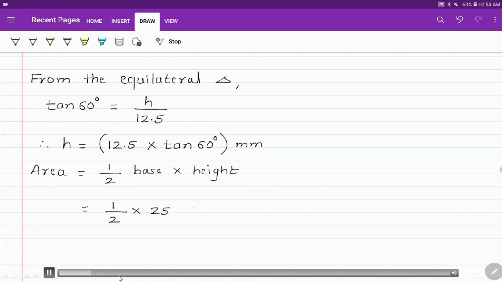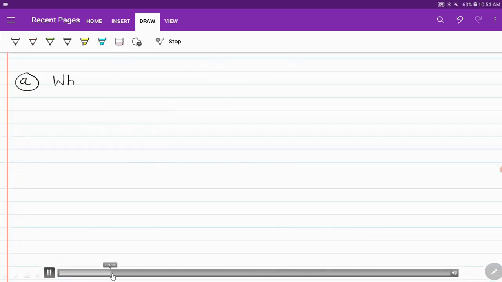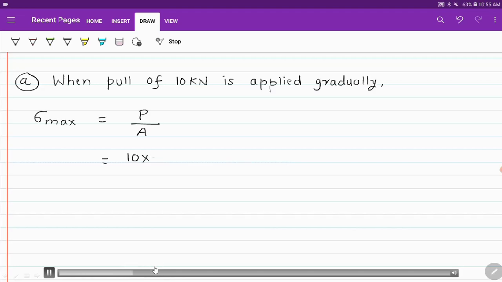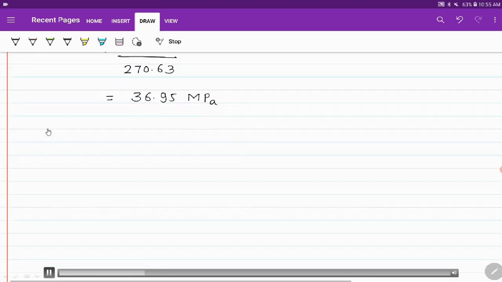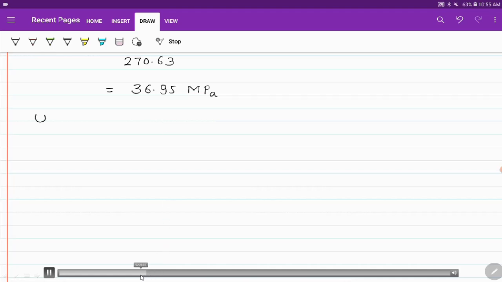Now area of the triangular section will be 1/2 base into height. Base is 25 and height just now we have calculated as 12.5 multiplied by tan 60. So area comes out to be 270.63 mm square. In the first case, we are having a pull of 10 kilonewton which is applied gradually. So maximum instantaneous stress developed is force upon area. So it is 10 into 10 raised to 3 divided by area, and we'll get the value of maximum instantaneous stress as 36.95 MPa.